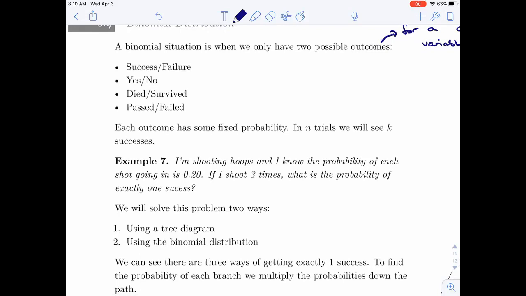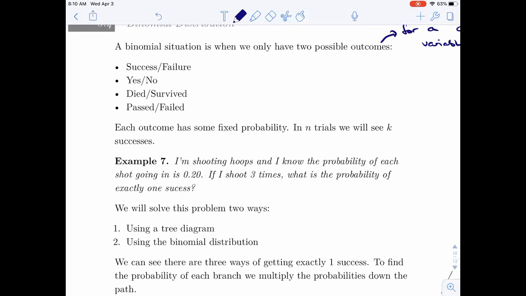I'm shooting hoops. I'm not sporty at all, so I don't shoot hoops. And I know the probability of each shot going in is 0.2. That's pretty good for me. If I shoot 3 times, what's the probability of exactly 1 success?